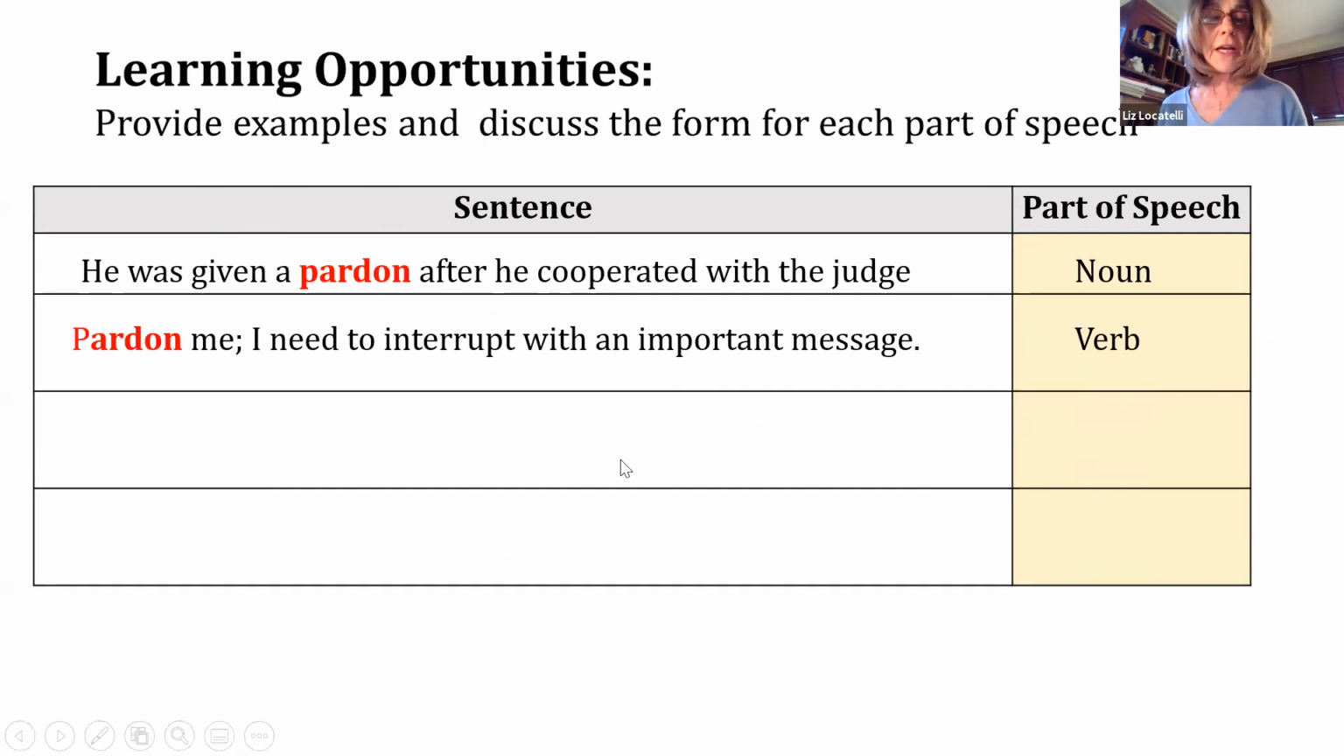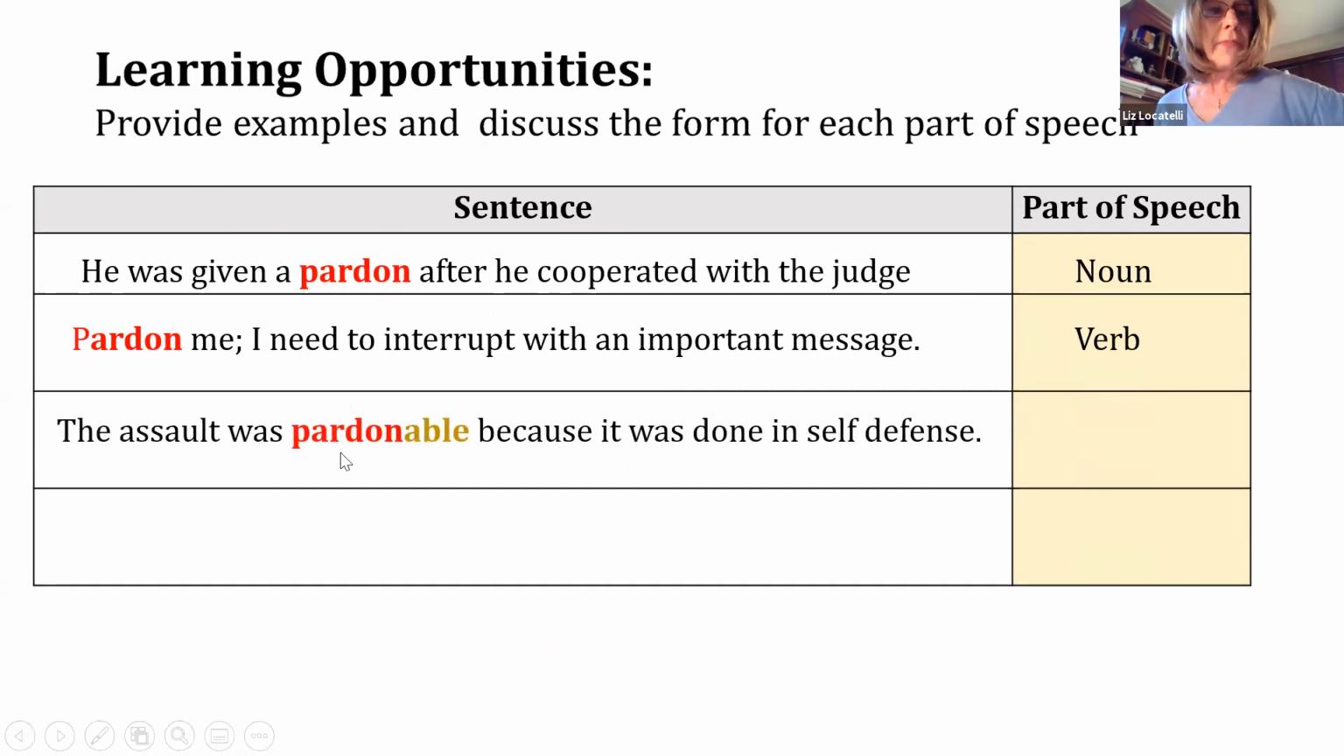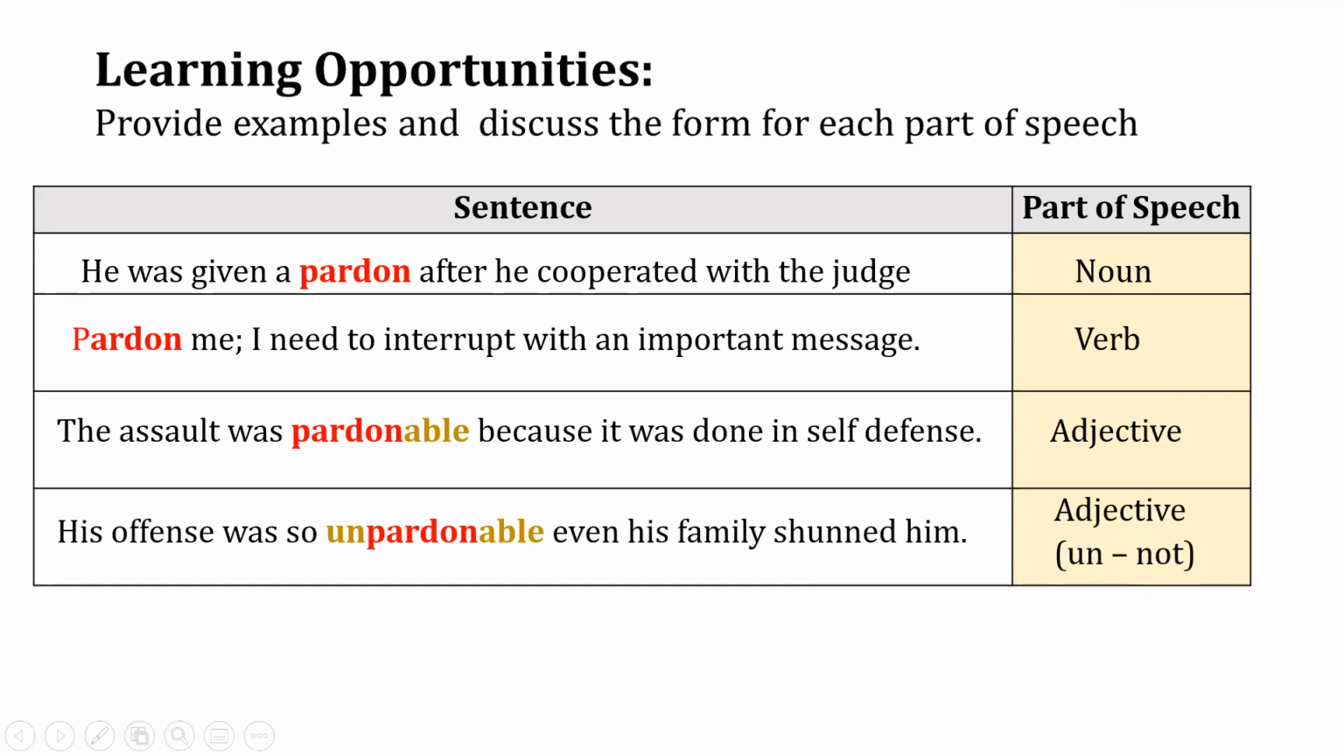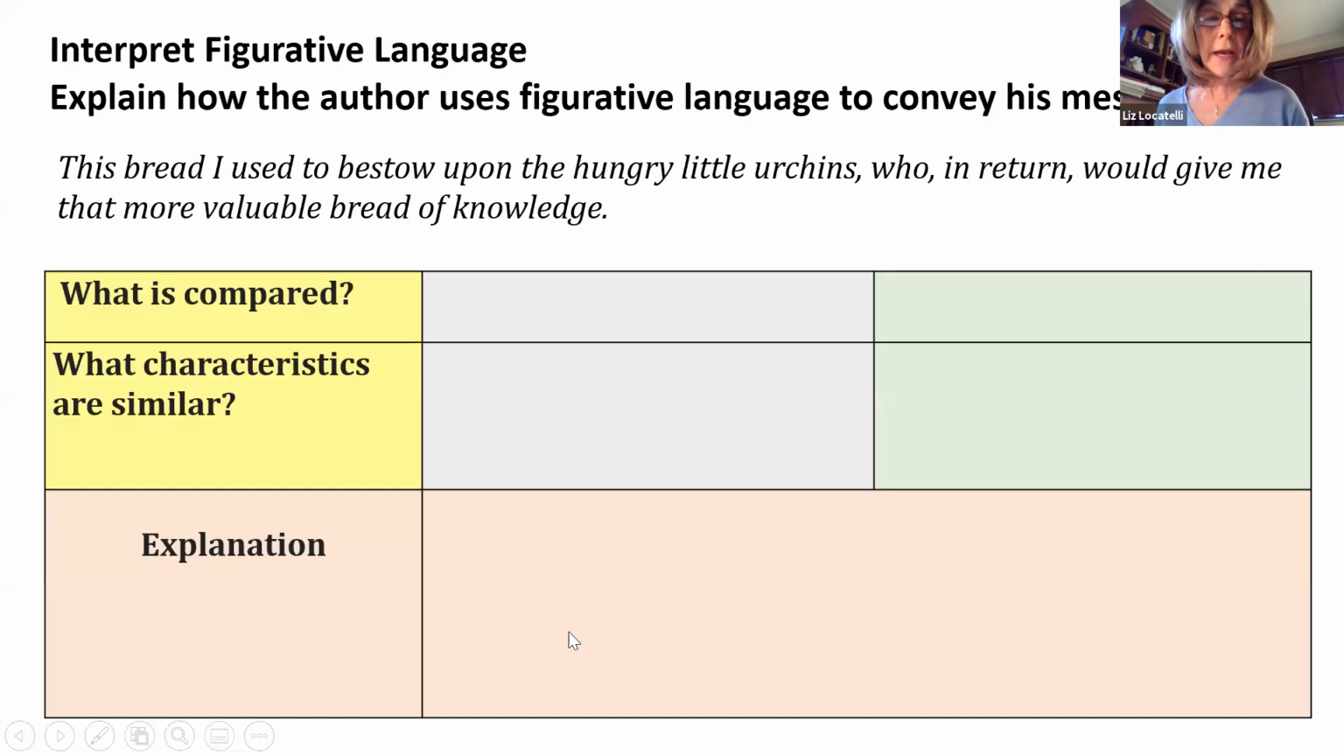This is the kind of study that you want to do with vocabulary. Then I've got pardonable, which is really excellent because, if they understand what able at the end of a word means, that's going to give them much greater depth of vocabulary. And finally, unpardonable, because the un is important, and this is an adjective. So we've got 2 adjectives here. So just a little activity like that is a good approach to vocabulary.